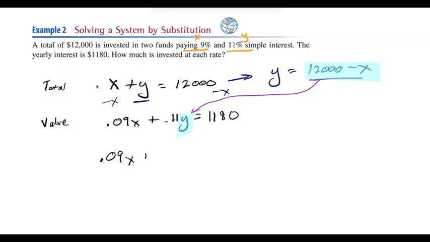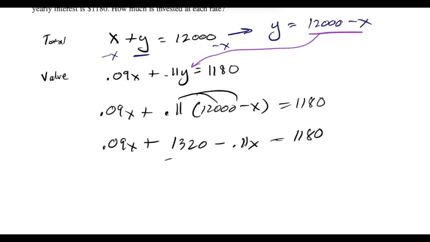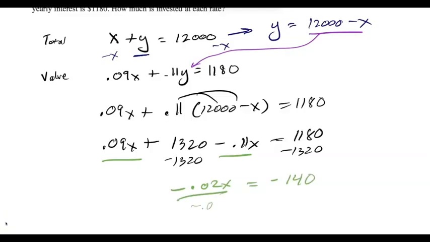0.09x plus 0.11 times (12,000 minus x) equals 1180. And from here, we're going to distribute: 0.09x plus 1320 minus 0.11x equals 1180. Subtract 1320 from both sides. We're going to add terms here. That's going to give us negative 0.02x equals negative 140. And then we divide by negative 0.02, and we get x equals 7,000 using the calculator. That's how much is invested in x.